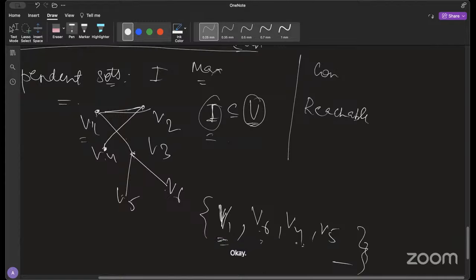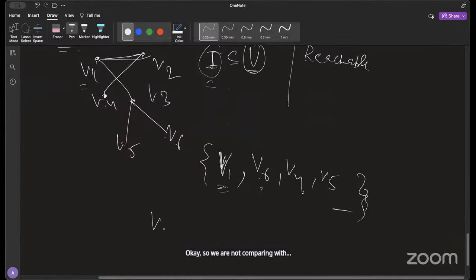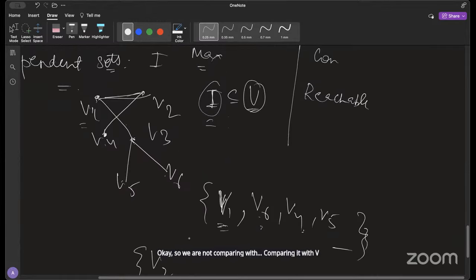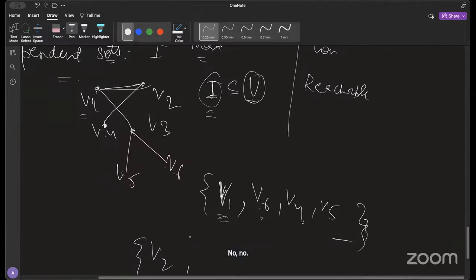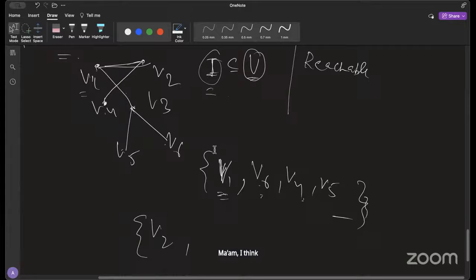So we are not comparing it with V1 and then adding it. No, that's not what we're doing. It can be indirectly connected. Ma'am, V1 is connected to V2, right? So we have not taken V2 here. Okay, this is another set we're considering. So V2, you can't take V4 here, can't take V1. You can take V3, you can take V6, and you can take V4.